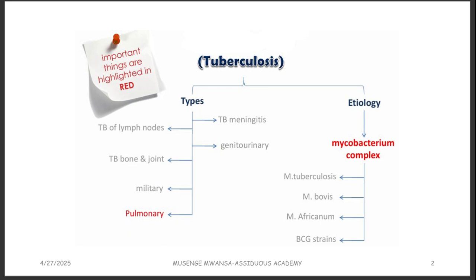The cause of TB is the Mycobacterium complex, where you have got Mycobacterium tuberculosis, Mycobacterium bovis, Mycobacterium africanum, and then you have got the BCG strains. These strains are actually the ones that we use in the vaccine. So there is a TB vaccine which contains this same BCG.